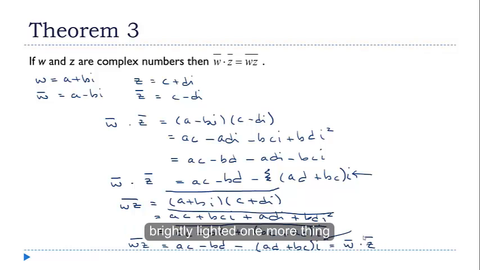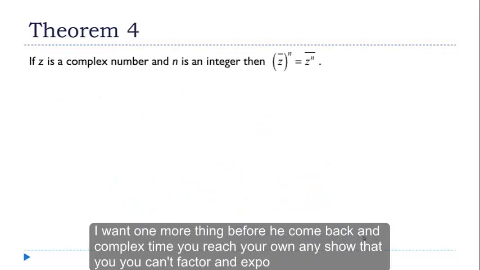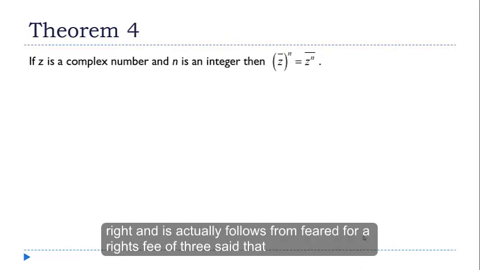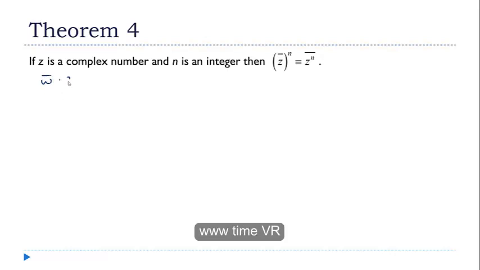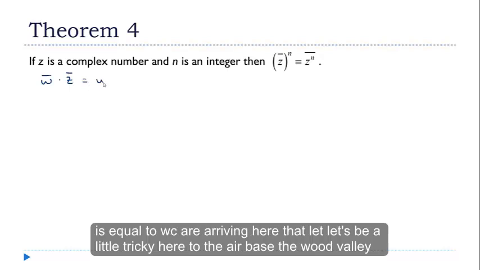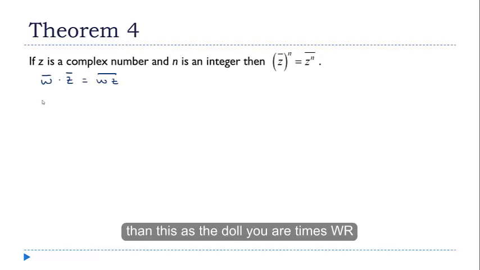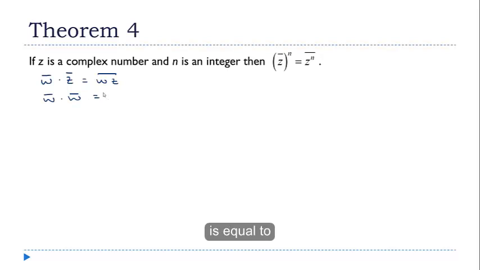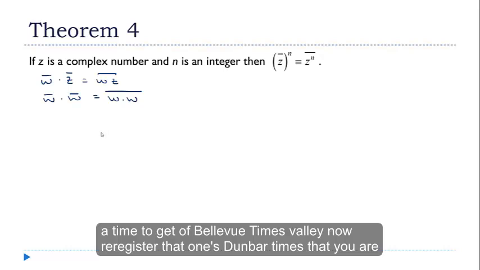Now I need one more thing. One more statement before we can come back to the complex conjugate root theorem. I need to show that you can kind of factor out an exponent. And this actually follows from theorem 3. Theorem 3 said that W bar times Z bar is equal to WZ bar. But here, let's be a little tricky. Suppose I replace Z with W. Then this says that W bar times W bar is equal to the conjugate of W times W.